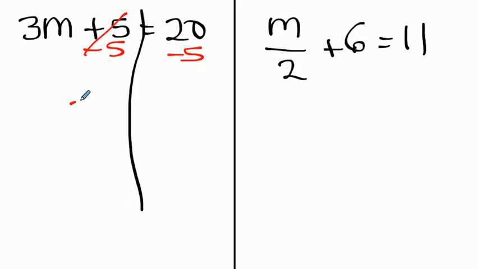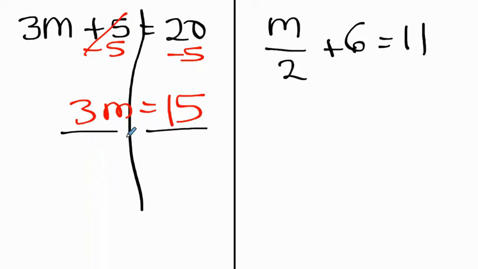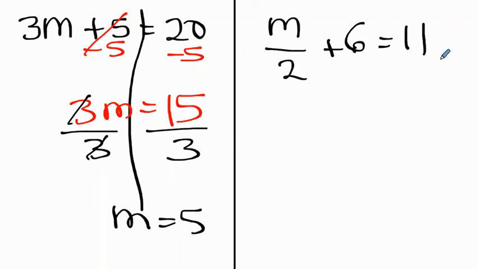I bring my 3m down. I solve this side. 20 minus 5 is 15. Now I have a one-step equation. The second step is divide or multiply to solve the equation. In this case, I have to divide by 3, divide by 3. So my m is by itself, and then I solve the right side. 15 divided by 3 is 5.